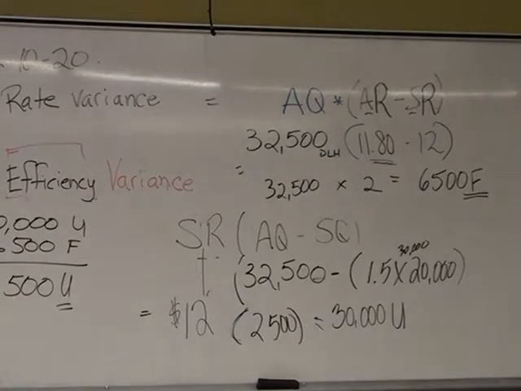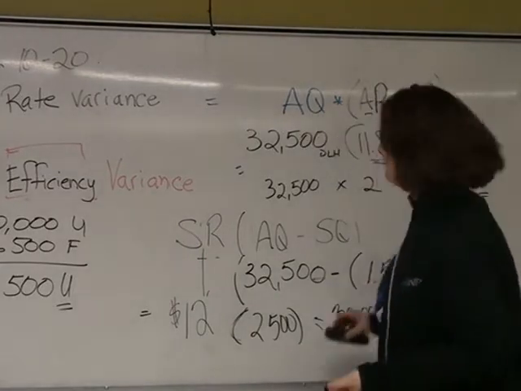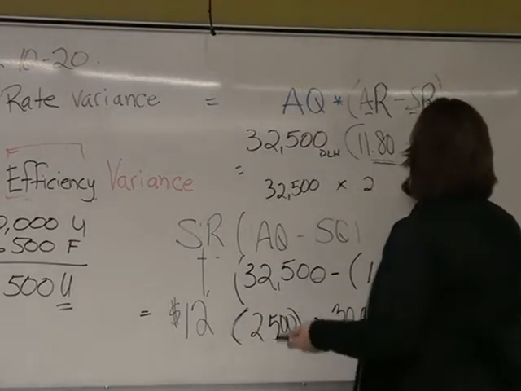So now let's talk about overhead variances. So we're going to flip back to page 418, actually. Variable manufacturing overhead. You'll notice when you go through the textbook that overhead variances are split into variable and fixed variances, okay? Because you can't measure the same things.